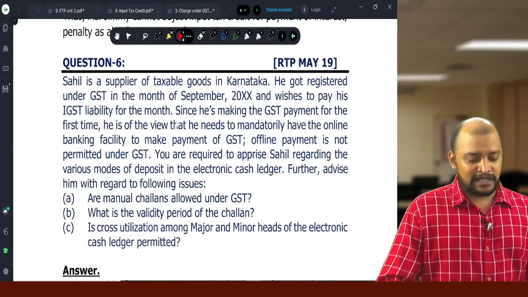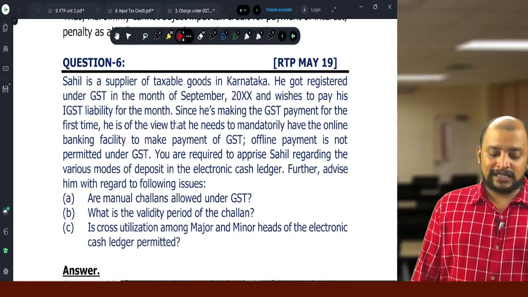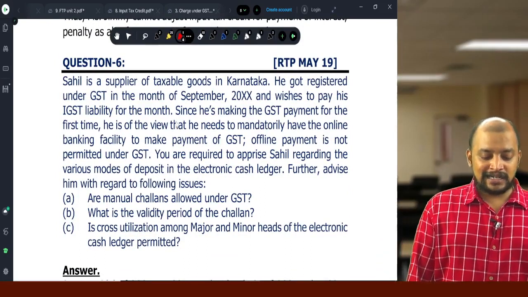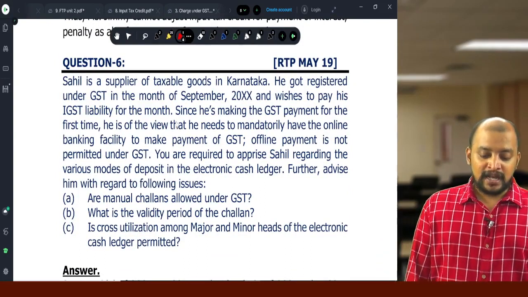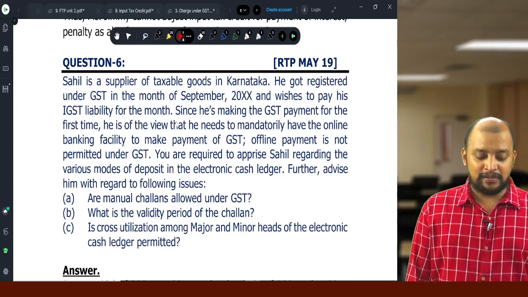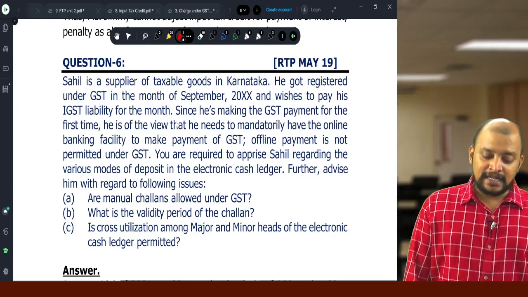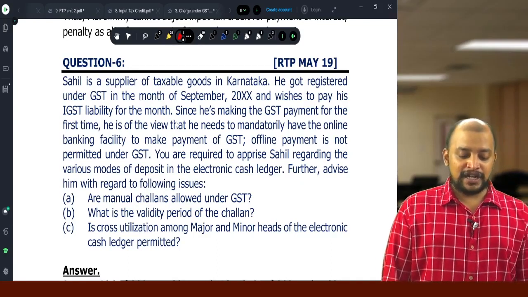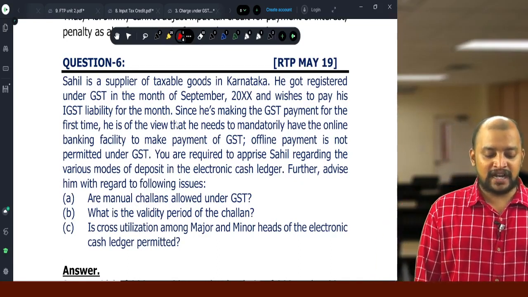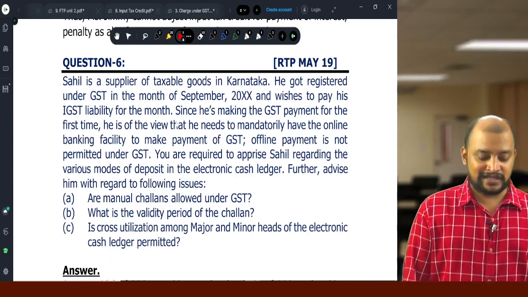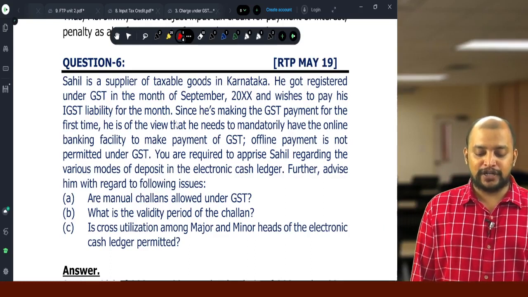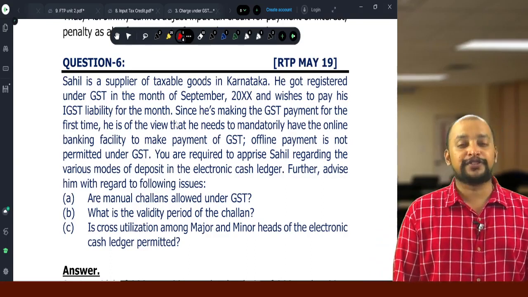Then question number 6. Shahil is a supplier of taxable goods in Karnataka. He got registered under GST in the month of September and wishes to pay his IGST liability for the month. Since he is making the GST payment for the first time, he is of the view that he needs to mandatorily have the online banking facility to make the payment of GST. Offline payment is not permitted under GST. You are required to appraise Shahil regarding the various modes of deposit.